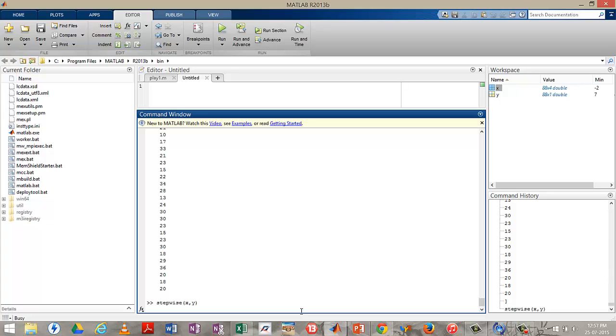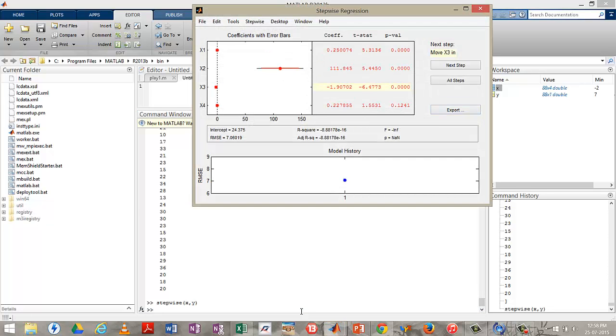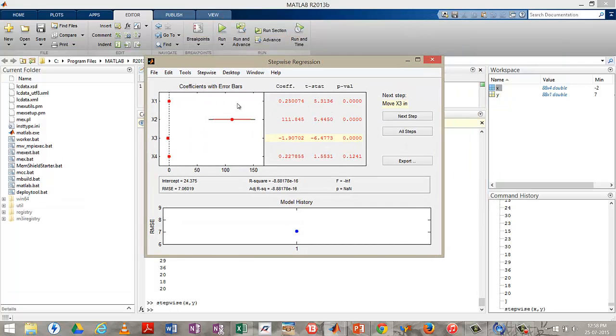And what happens is Matlab looks at this data and comes up with an interface like this, and anything that's red basically means it is not in the model. So right now there's nothing in the model, and this is the intercept, and there's no F statistic because there's nothing in the model and so on. But Matlab gives you a suggestion of what to do next. It says move x3 in. So all you'll do is go to x3 and click on it, and it's moved in.